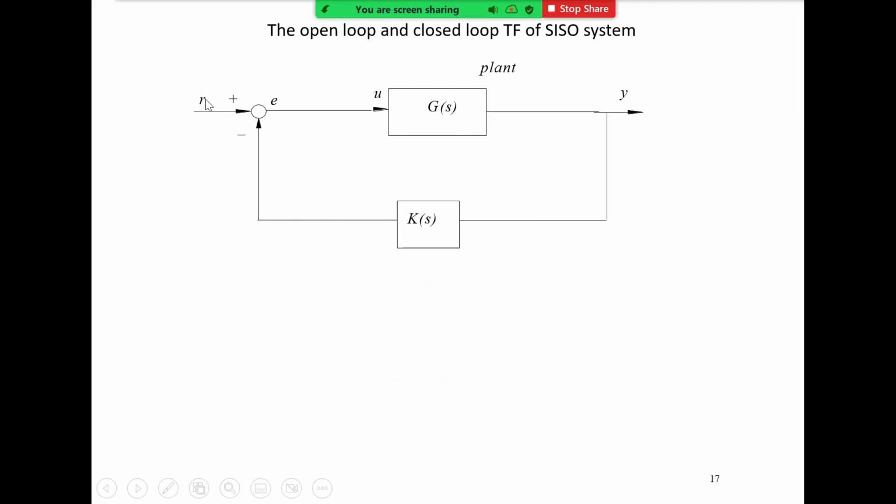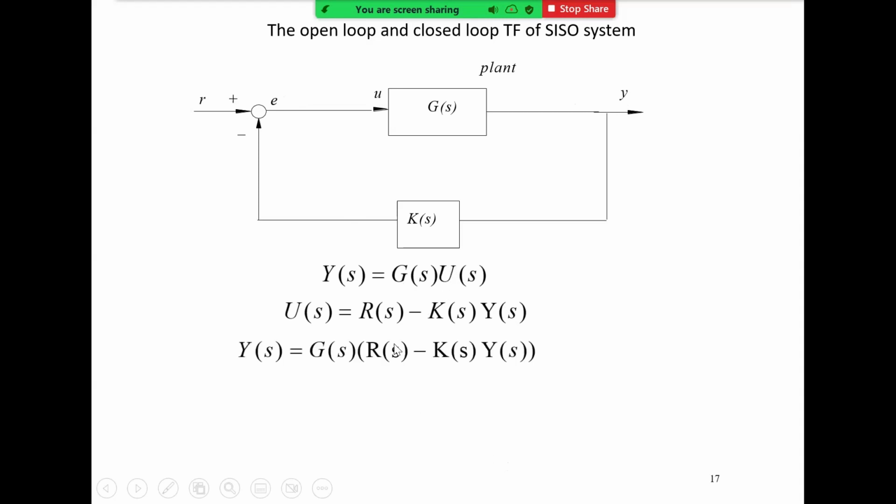Okay, here is a reference signal R, this is Y. Of course, here we put our transfer function. And then let's try to derive the transfer function from this algebraic operation. So the relation between the input and output is by G, right? Y equals G times U. Then how about U? We say U equals the error signal E. E is R minus this signal, but this signal is K times Y.